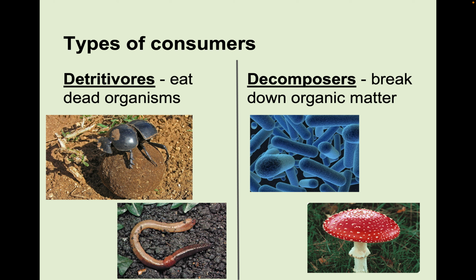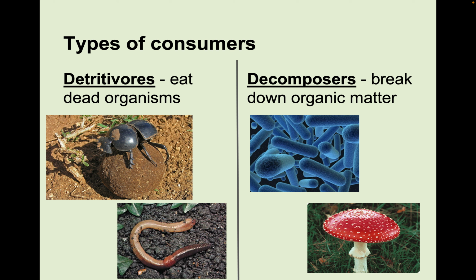You could consider a vulture might be a detritivore. Anything that eats dead things but has a mouth would be a detritivore. Decomposers don't have a mouth. So like a mushroom is a decomposer, but it doesn't have a physical mouth.